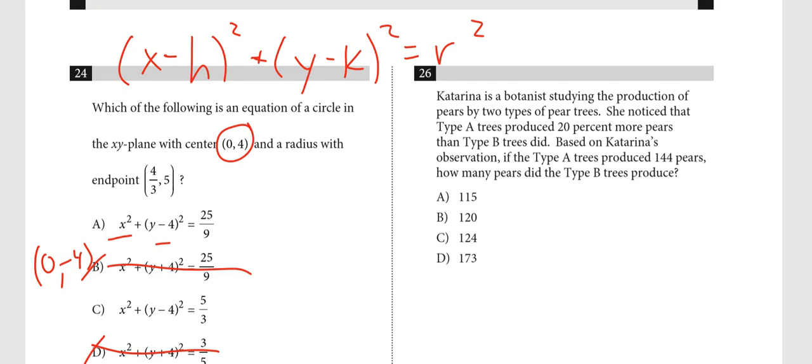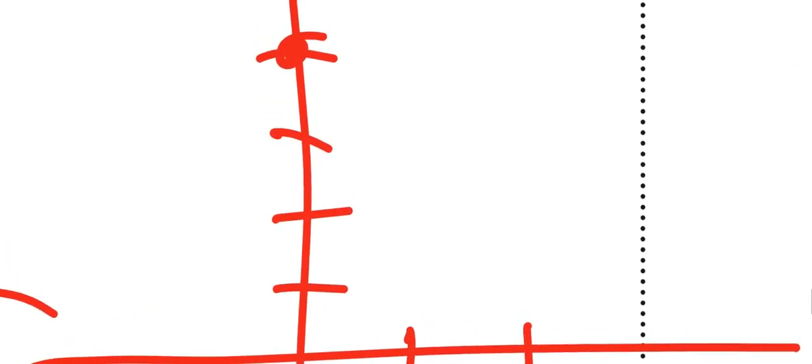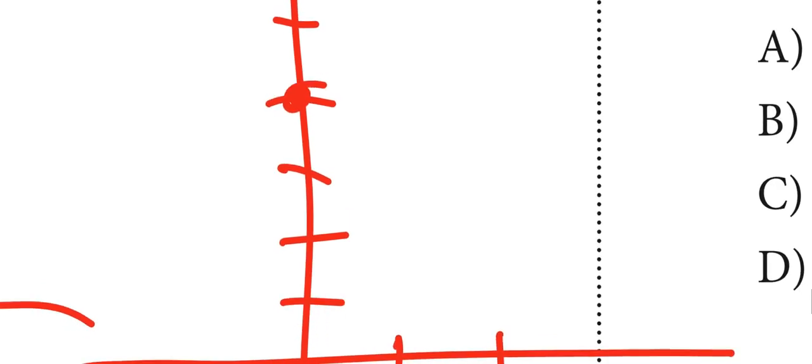Now, I'm going to show you a graph here. (0, 4). That's the center. And whoever came up with (4/3, 5), gee whiz. (4/3, 5). Alright, let me zoom in on this. 4/3, that's 1 1/3. So that's about right there.